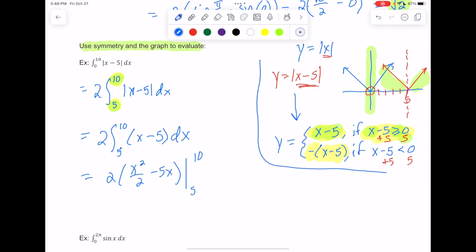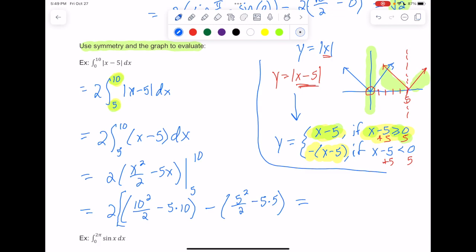So kind of make some space here, and let's just keep working. So we have 2 times, we plug in the 10, we get 10 squared over 2 minus 5 times 10. And then minus what we get when we plug in the 5. The 2 applies to all of it, so I'll put brackets right there. So plugging the 5 in there, we get 5 squared over 2 minus 5 times 5. And just to kind of talk through the simplification, and then I'll write down the answer. Let's look at some of these pieces. There's kind of some nice stuff that happens.